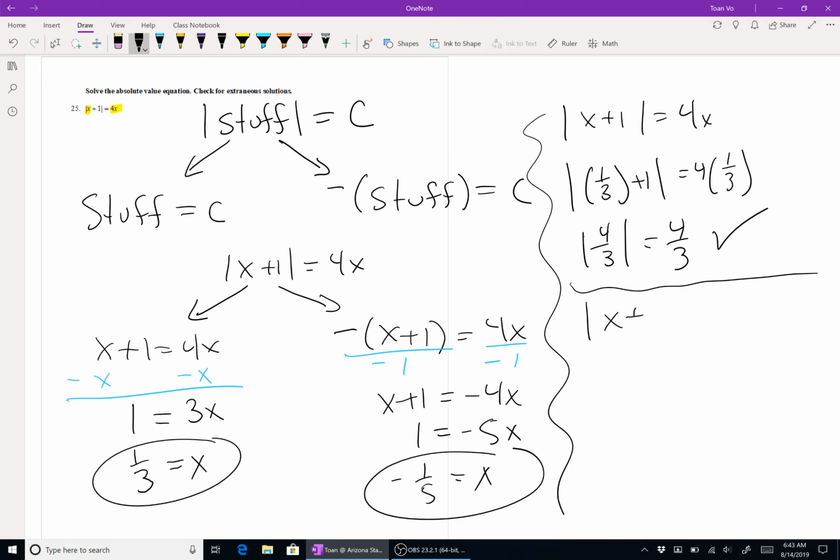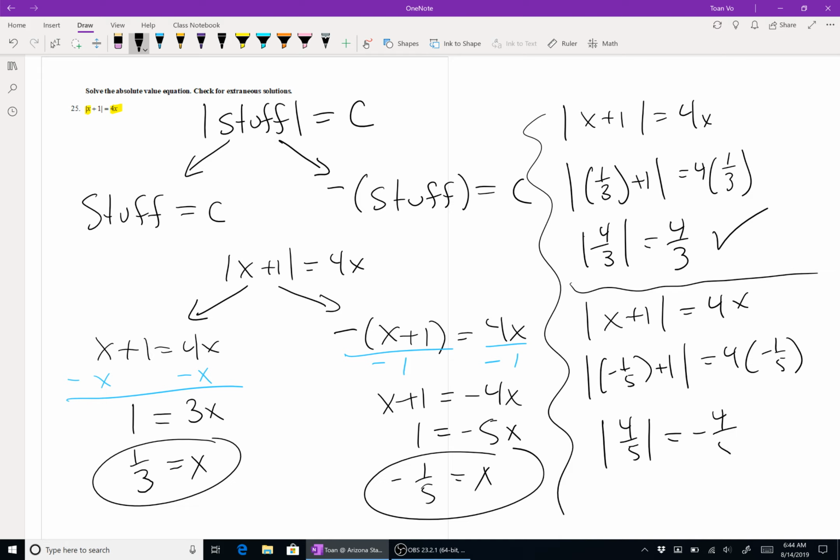If we checked negative 1/5, so it's absolute value of negative 1/5 plus 1 equals 4 times negative 1/5. Negative 1/5 plus 1 is going to be 4/5, and then 4 times negative 1/5 is negative 4/5. Is it true that absolute value 4/5 equals negative 4/5? No. So this answer here, negative 1/5, is bad. We actually have to throw it away. This problem only has one answer, 1/3.